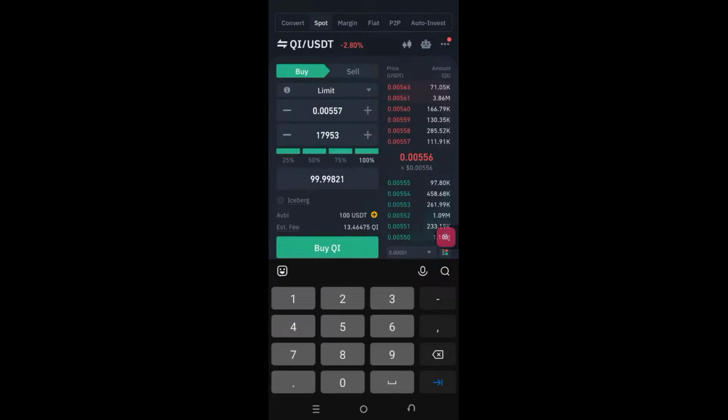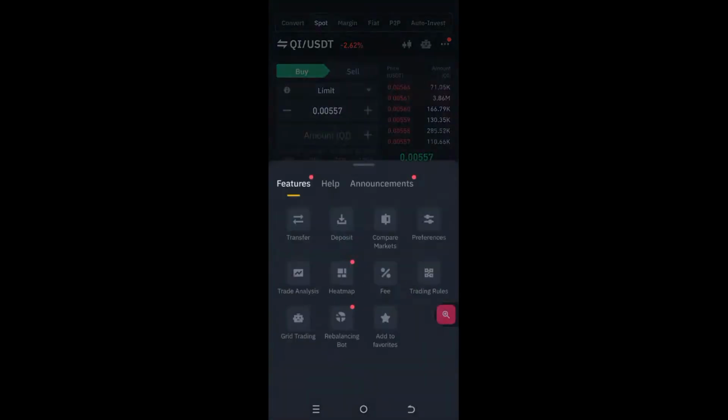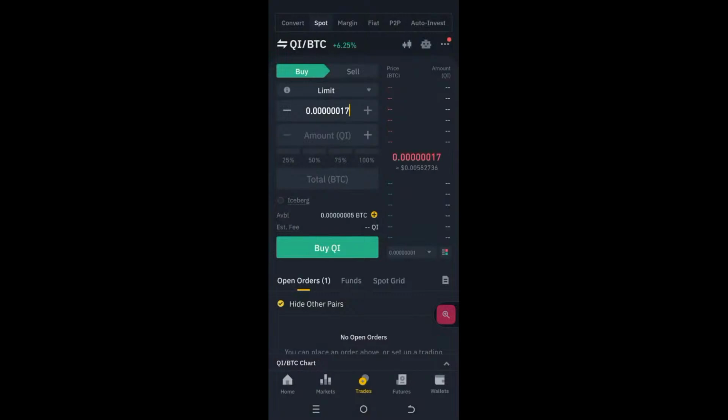Okay, I get the same amount. I wanted to make sure that it was the same amount. So let's go to QI BTC. What exactly is the reason why it appeared to us that we actually were supposed to make profit, but in the real fact, if we wanted to execute it immediately, it's looking like it's not making profit, right?